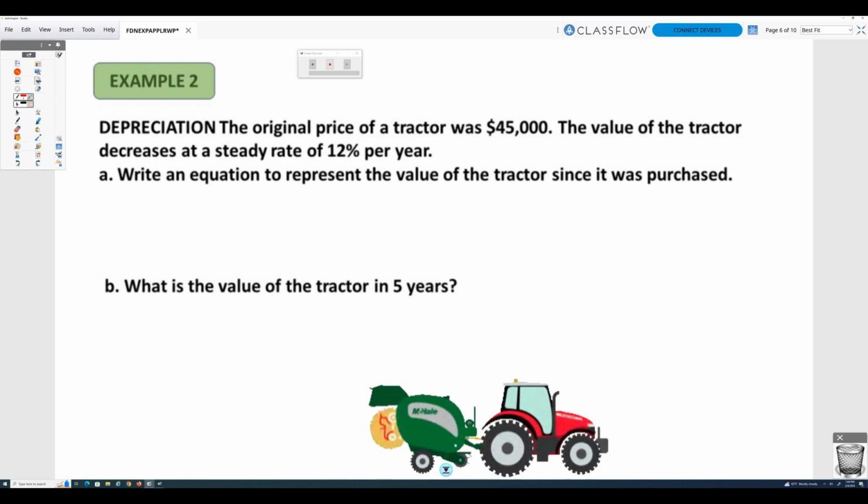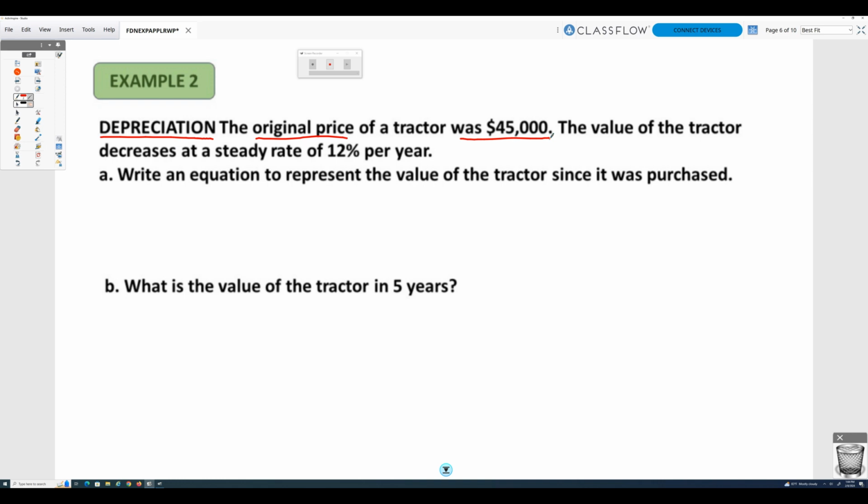This example is about the price of a tractor that decreases through the years. This is exponential decay. Initial price of $45,000, decrease rate of 0.12 for 5 years. The equation for the exponential decay is final output y equals the initial value, a, times the difference of 1 and the rate raised to the time. Substituting accordingly.